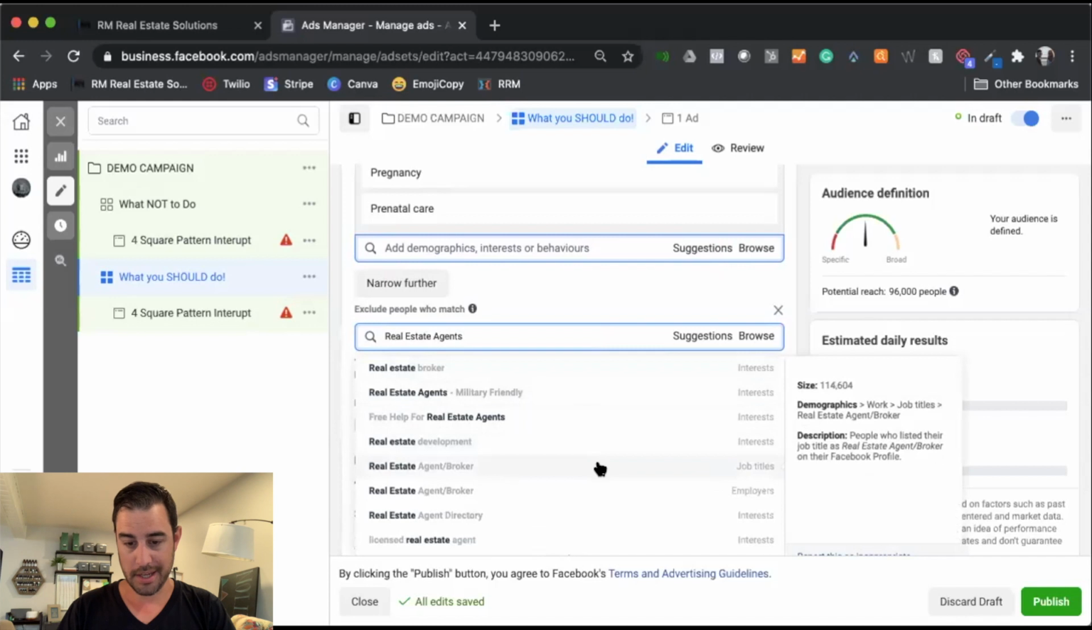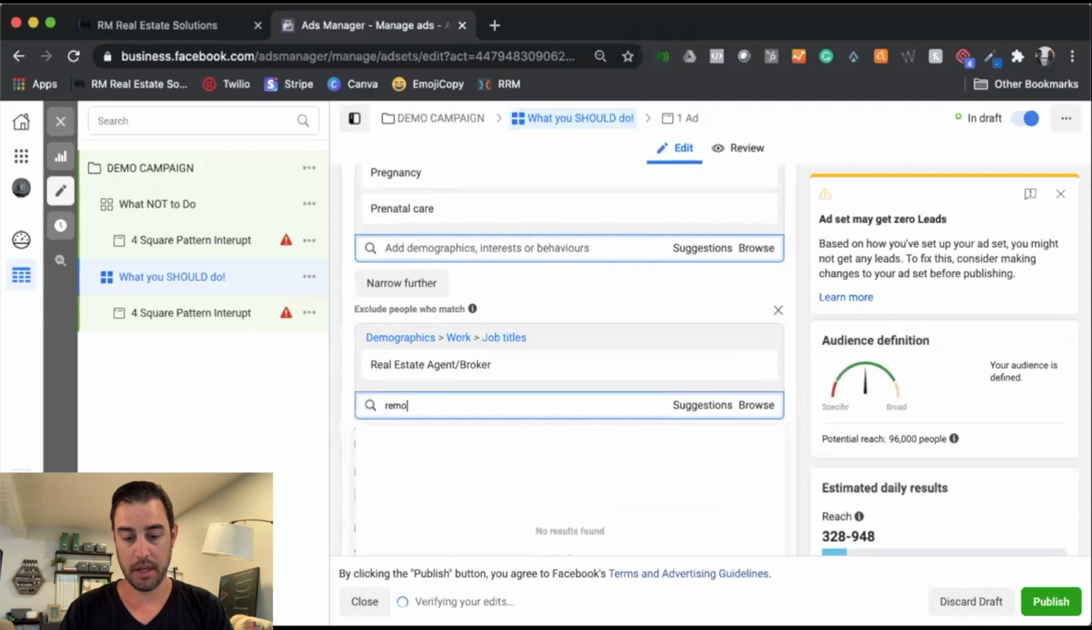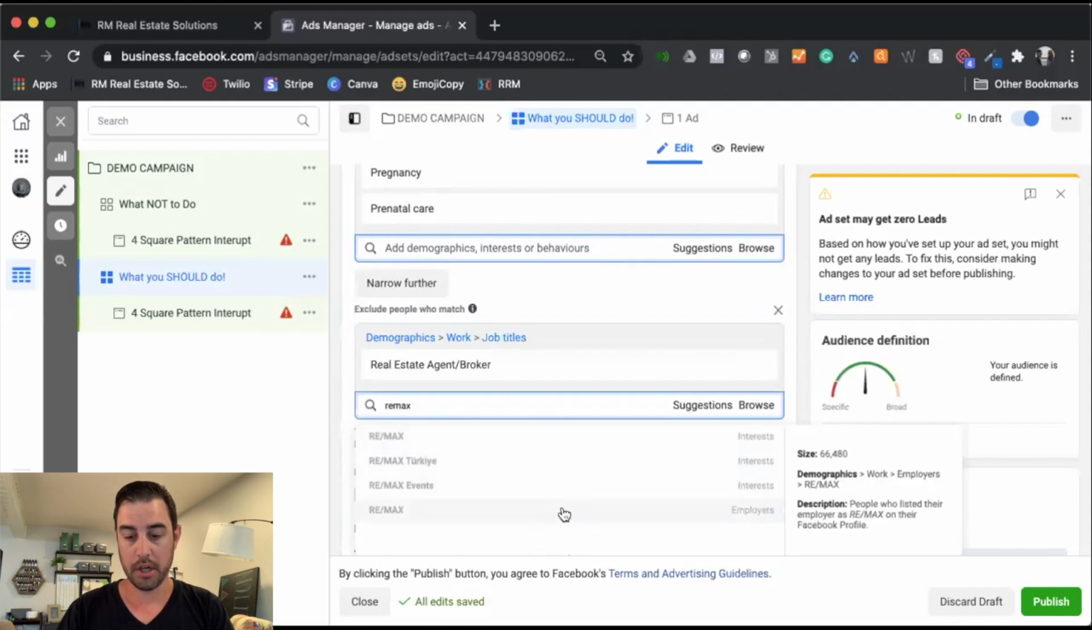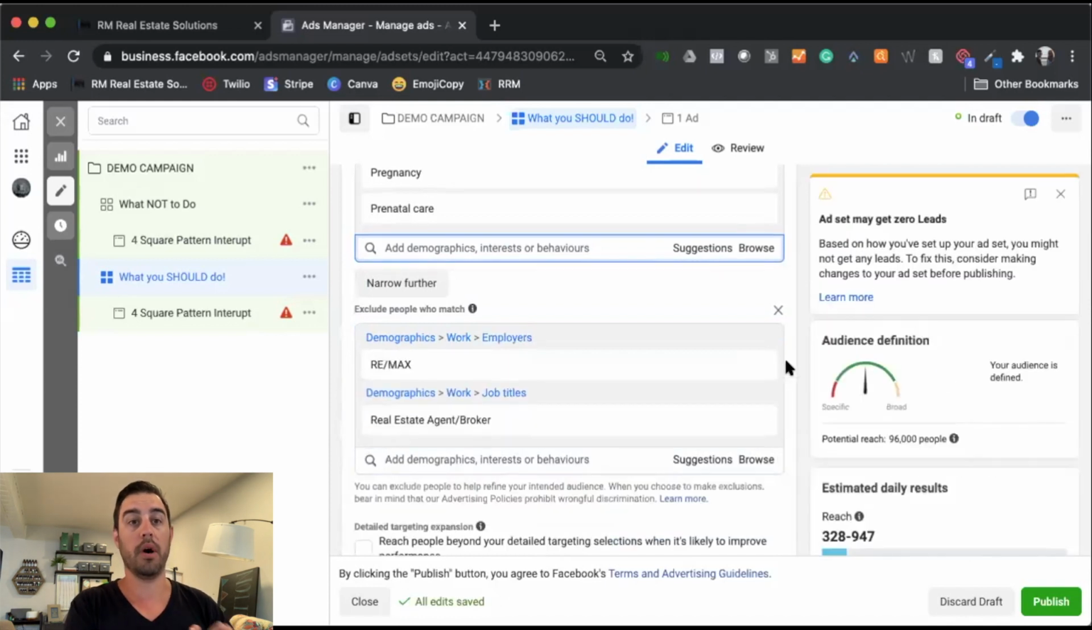Find the ones that say job titles or employers. And again, you can remove things like Remax as the employer. Get a little bit creative on who you don't want to have seeing this ad. Generally, it's competition, because people are going to come in and steal your stuff, or they're going to click through your ads and cost you money when they don't actually want to take action on anything that you're offering.